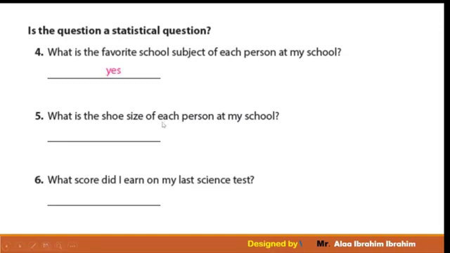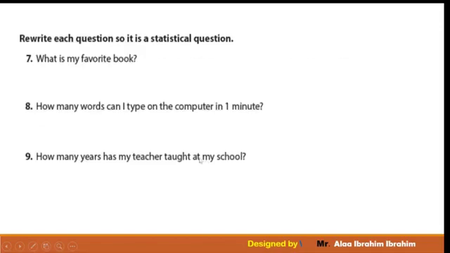What is the shoe size of each person? So each here means many persons. So I take the size for many persons. So I have to count many different sizes. So yes, this is a statistical question here. What score did I earn, meaning one person or one student, dealing with one. So this is no, not a statistical question.